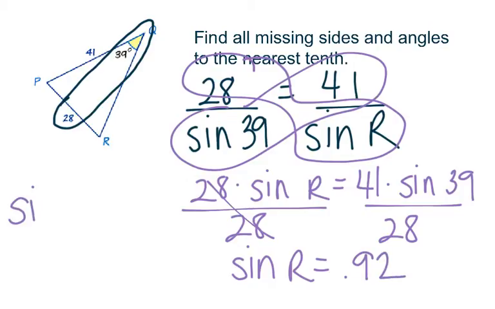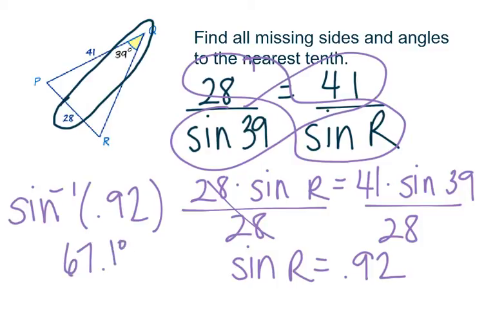So now I need to use inverse sine of 0.92. So when I put that in my calculator, I'm doing second sine, and then I'm actually keeping my exact answer. So I'm not typing 0.92. And I get approximately 67.1 degrees for angle R.